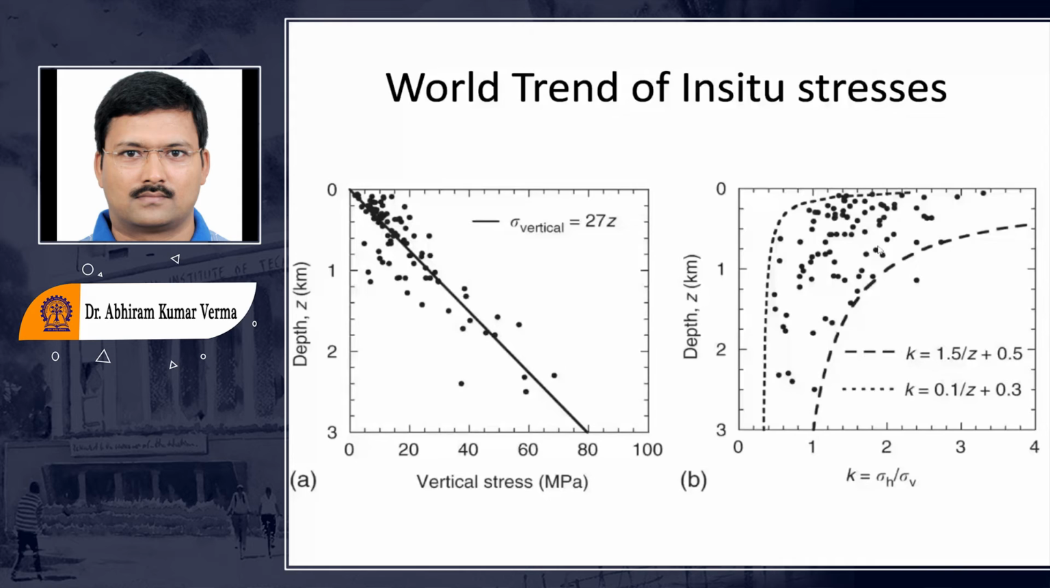So you will see that close to the surface of the Earth, we will find that the horizontal stresses are higher. You can see it has gone up to 3 also. Sometimes it has been reported 5 also, which is horizontal stresses are 5 times the vertical stresses. So we have to find out how to find out this horizontal stress.